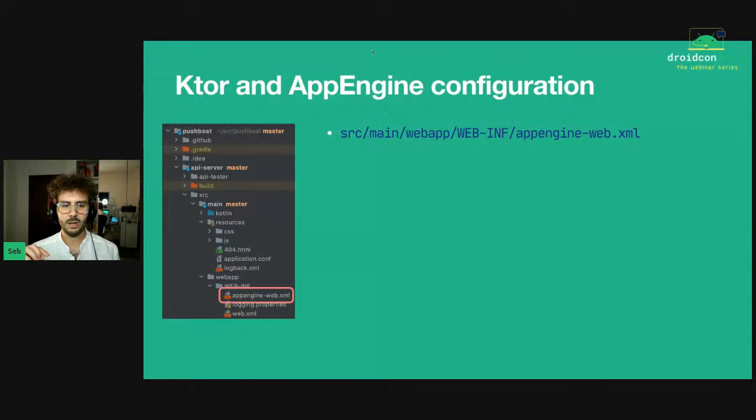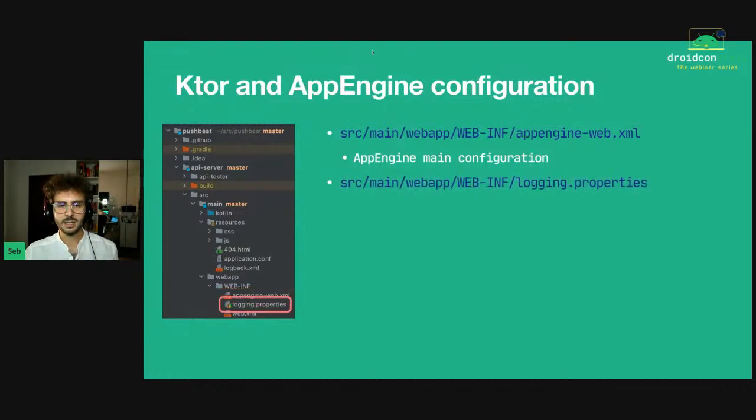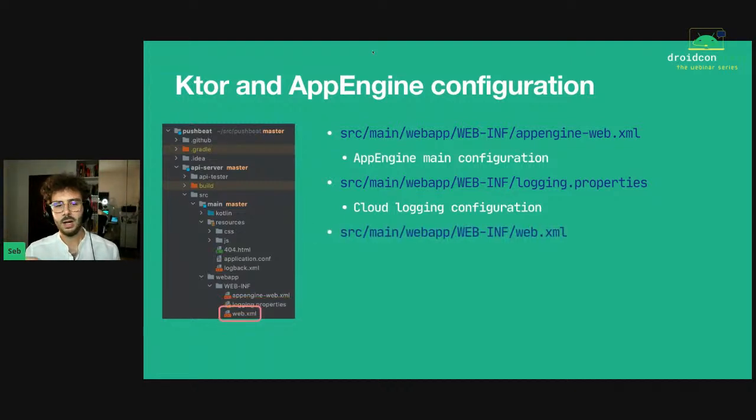Next up, we have a few items in the webapp/WEB-INF folder. First one is appengine-web.xml. This is the App Engine configuration. It tells App Engine what we want to run. The next one is logging.properties, which is used by the GCP logging to know the configuration for logging. In this case, it only tells it to log things that are at the info level and higher, because you don't want to spam the log. Last up, we have the web.xml, which is the servlet configuration.